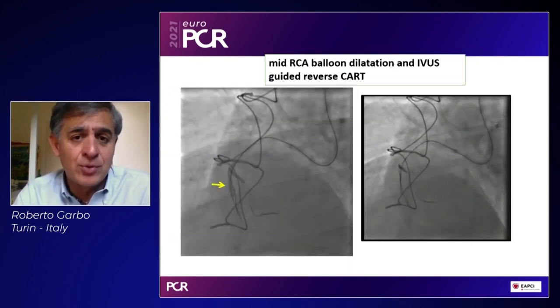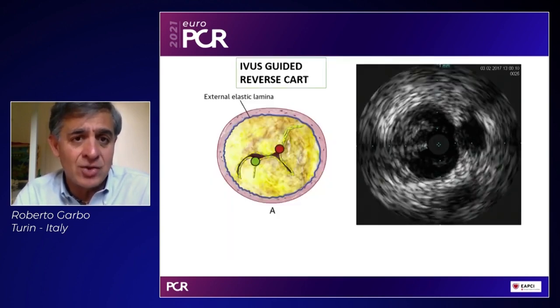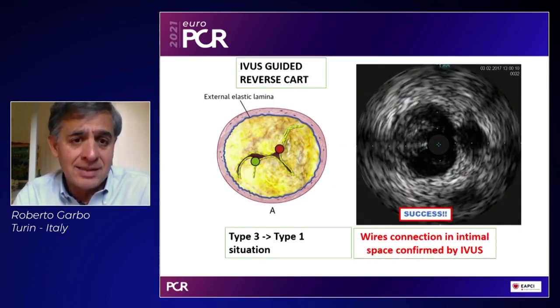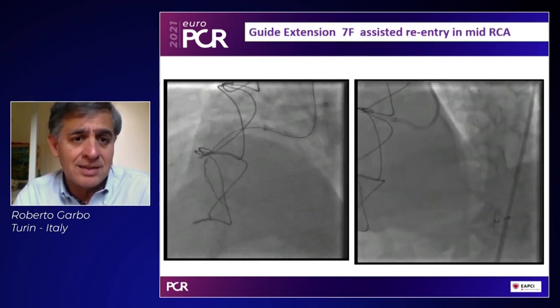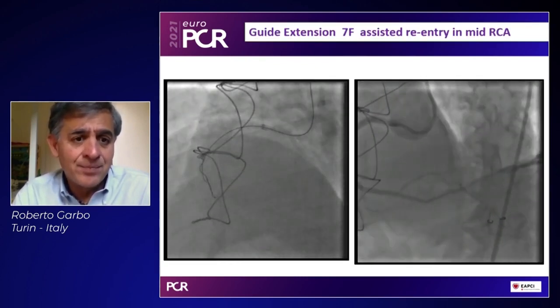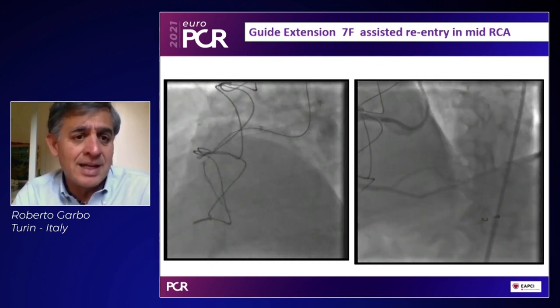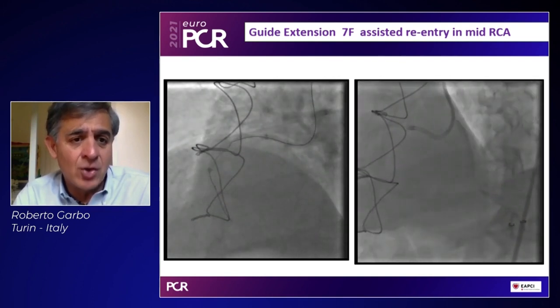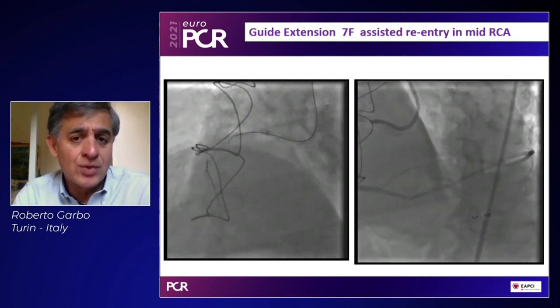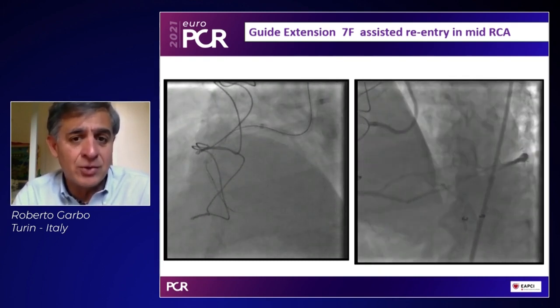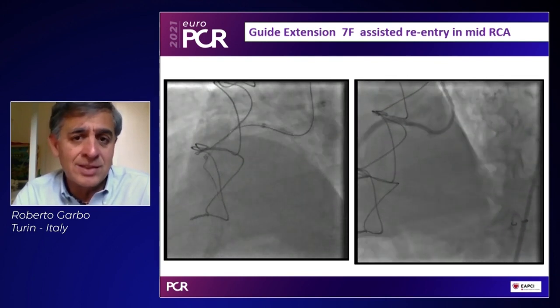And then I need to change the position of my re-entry. I went more distal with my wire. You can see here in the mid of the right, I put the guide extension in the mid of the right. I make the IVUS evaluation, I am connected in the middle of the right and I can re-enter, not in the proximal, but in the mid right with the guide extension. So also in this situation, guide extension was essential to facilitate the connection and the re-entry of my retrograde wire and the good result that you can see on the right.